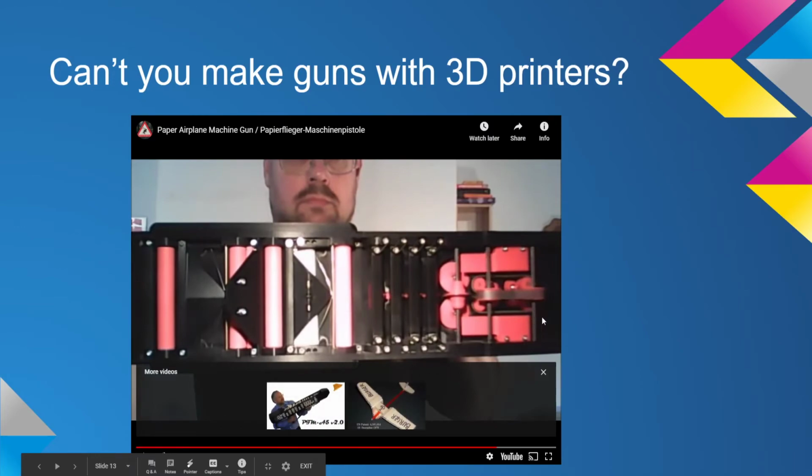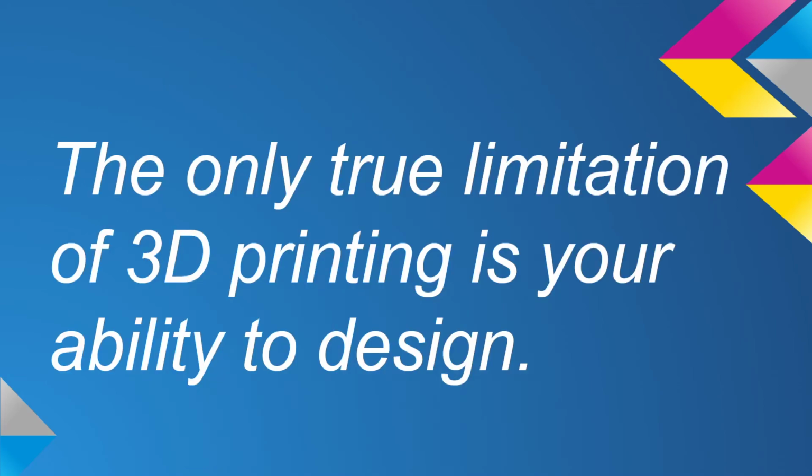This is a very, very complex item that this gentleman designed and created with 3D printing. So, long answer, guns have been made with 3D printers. There's not really any reason to. You can make so many things so much better out of actual materials that are suitable for it, using metal and all that. Like I say, Makerspace 307 policy is we don't make weapons. So at the end of the day, the only true limitation of 3D printing is your ability to design.